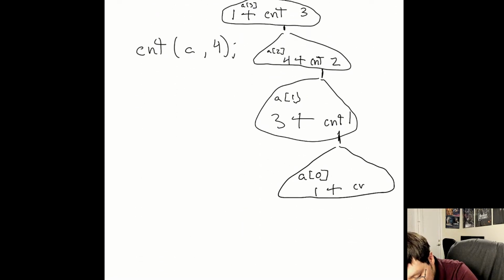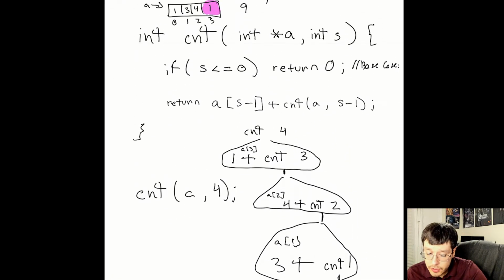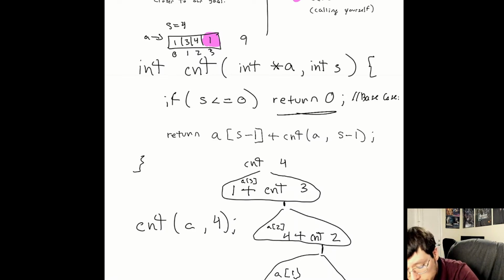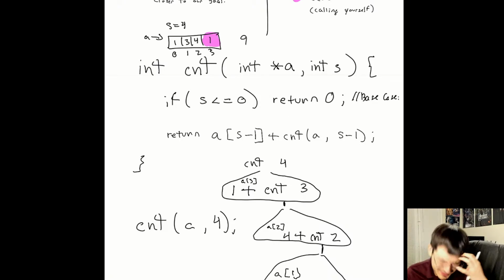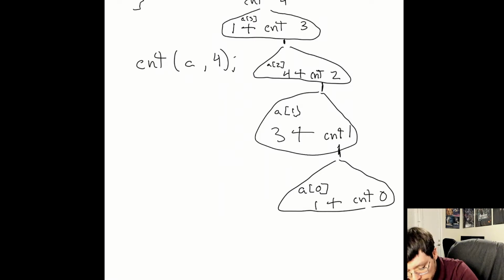plus CNT of 0. Now, the CNT of 0 function call is going to go, so S is equal to 0. Because S is less than or equal to 0, that is true, and it's just going to return a simple 0. So this is just going to return a 0.